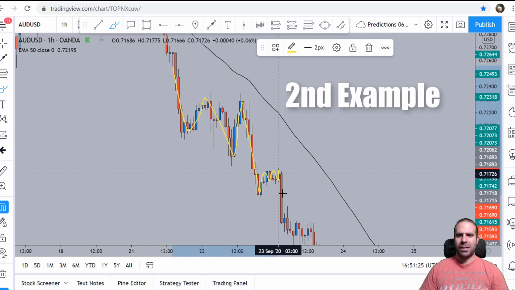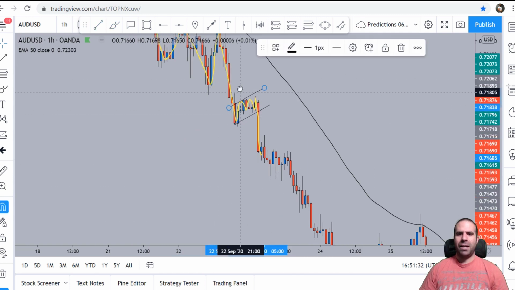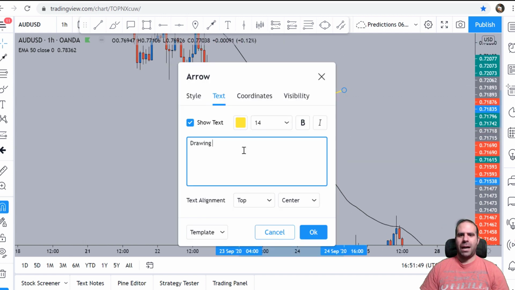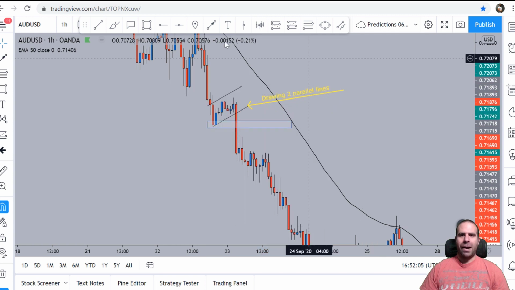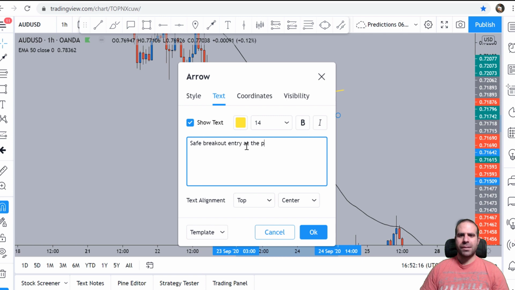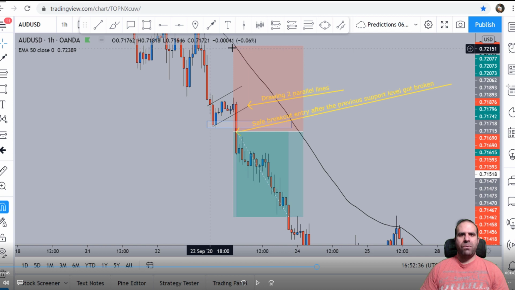Second example here, as you can see, again we have an established downtrend, here we have the flag pattern, and here we have the breakout candle. I'm drawing 2 parallel lines once again. This is the previous support level, and this is the safe breakout entry as we showed earlier. After the previous support level was broken, we are entering with momentum and we are pretty safe that price is going to be continuing. And furthermore, this is an indication that price did not find support once again in the previous area.